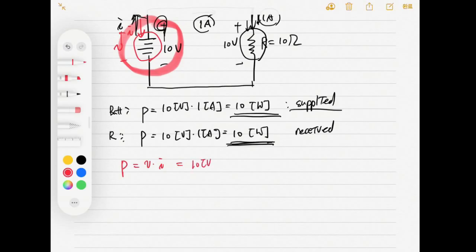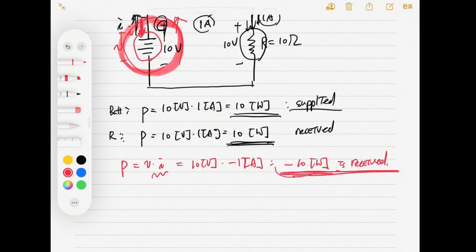Then what is the V? V is 10 volts. And what is the current? We define the current's positive direction this way, but the current flows this way. So in this case, current will be -1 ampere. So what is that? It's minus 10 watts. We defined the current direction this way, so that means this battery has received minus 10 watts.